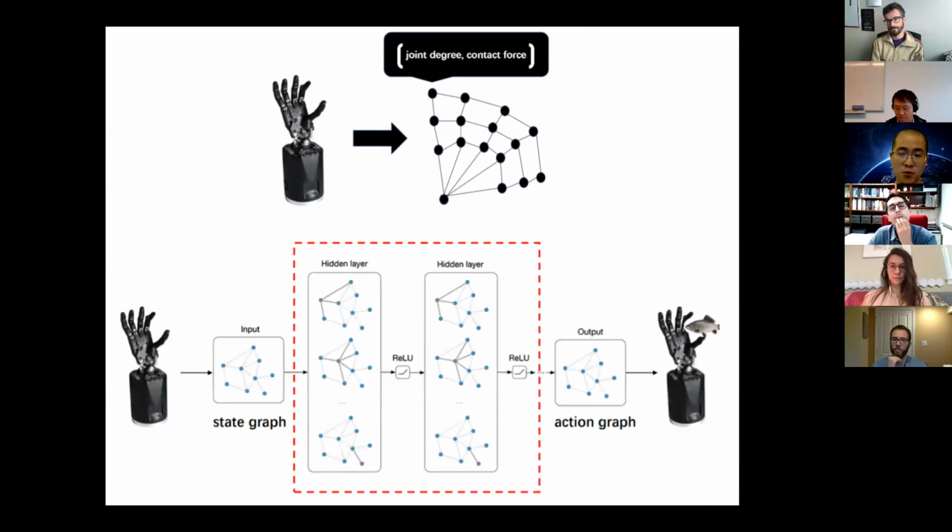And then we are going to design one controller. It's still a reactive controller. The input is some states of this shadow hand, and the output is actually the next state of the shadow hand. This is a graph neural network. Then we are going to use reinforcement learning to train this controller, and we hope that eventually we can get a good result.